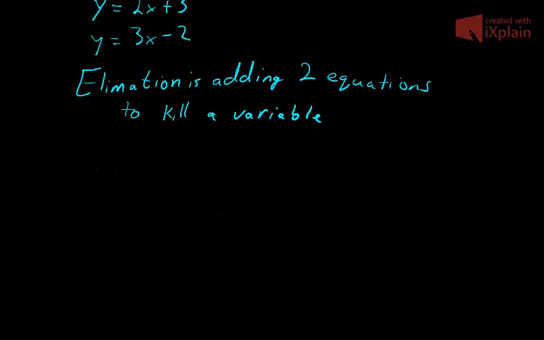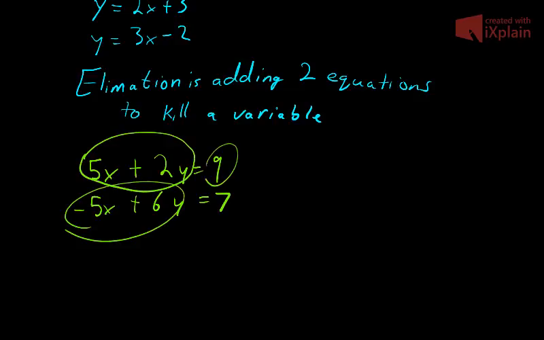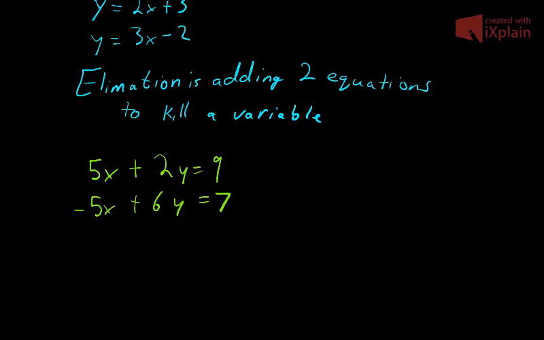So if I have my two equations as 5x plus 2y equals 9 and negative 5x plus 6y equals 7, what we're going to do here is add these equations together. What's on the left side of the equation is the same as what's on the right, so we can add that to both sides of a different equation and it'll stay the same. I'm going to add the left side to the left side, and the right side to the right side. Let's see what happens when I do this.